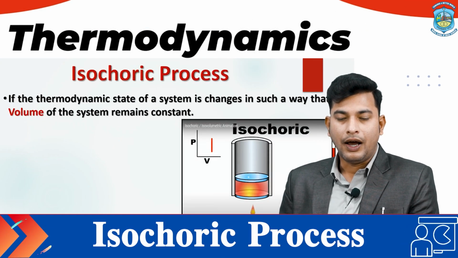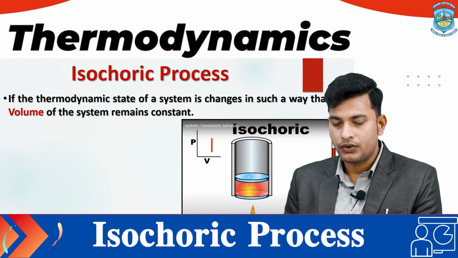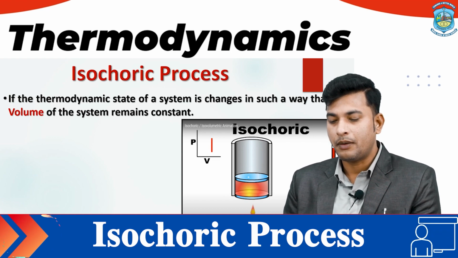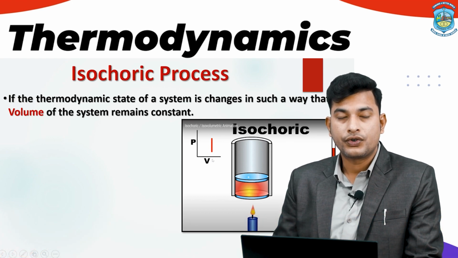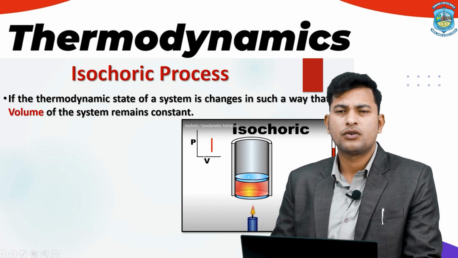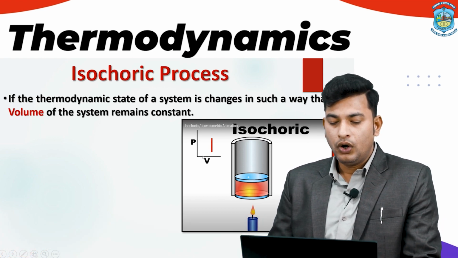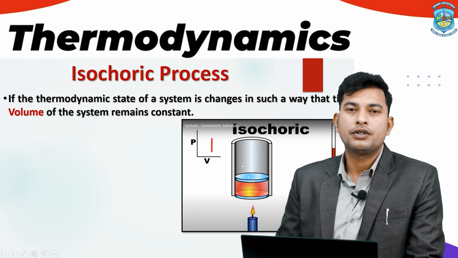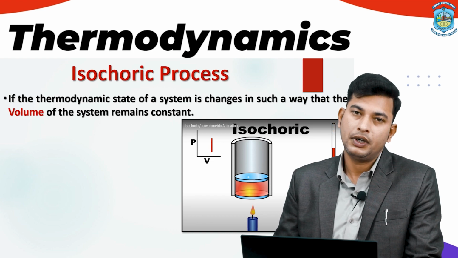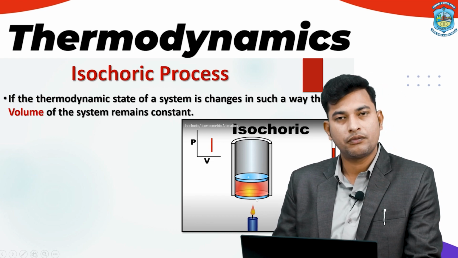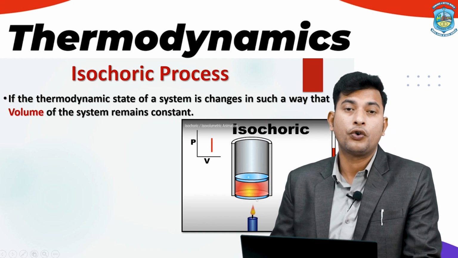Last, the isochoric process. In this process, as we are seeing in the image, the temperature is getting changed, heat is getting changed, volume is constant, and the pressure is also changing. But the volume is constant, which means the piston is not moving. Once the piston is not moving, the change in volume is zero. Once the volume has been fixed, it has a certain but constant value.